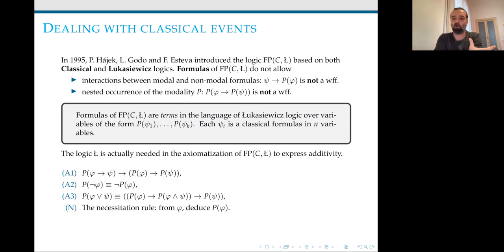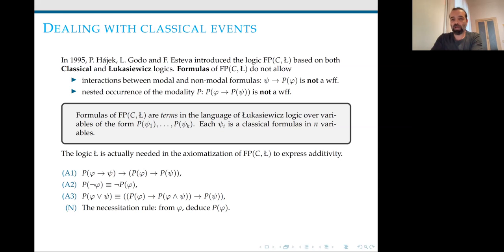Now, remember that in this setting, the language we have is not an algebraic language, in the sense that we have this extra operator P that stands for "probably", or "it is probable that", and it cannot occur nested. There is another constraint: modal and non-modal formulas cannot interact. So if we have, for instance, two classical formulas, psi and phi, which express events, then psi implies P of phi is not a formula, and P cannot occur nested. So P of phi implies P of psi is not a formula either.